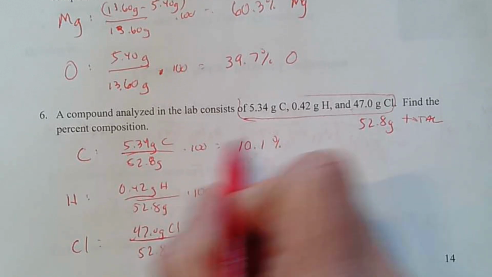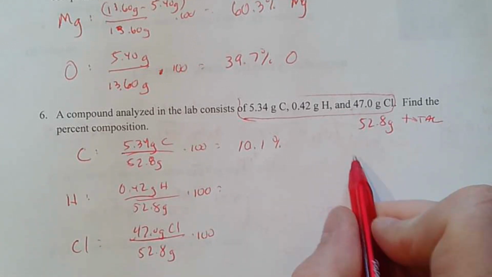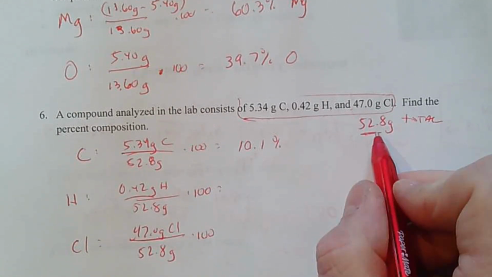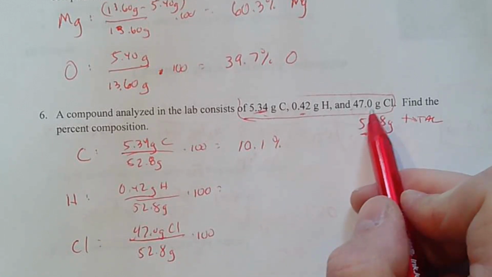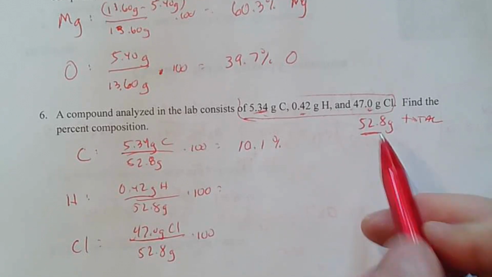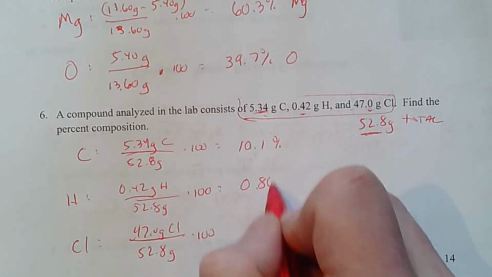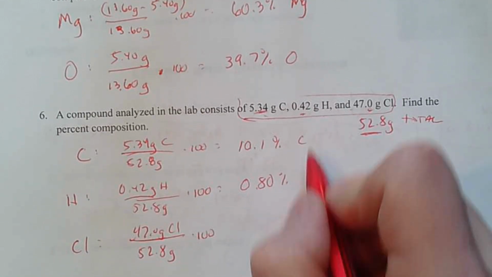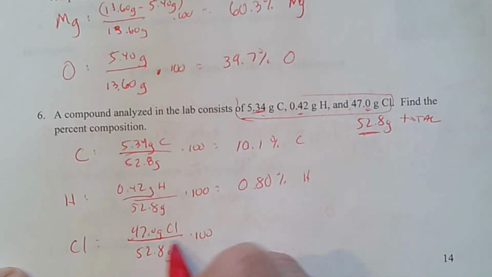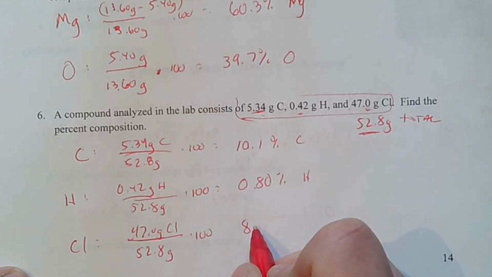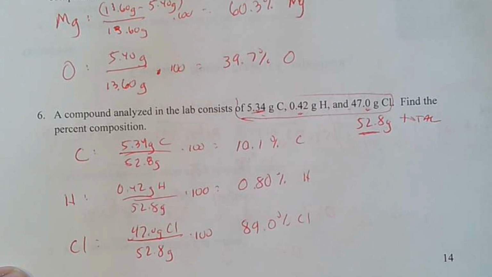Right, this has 3 significant figures because these two have 3. This mass over here only has 3 as well when you add them together, because this has two decimal places, this has 2, this only has 1 decimal place. So when you add them all together, it can only have 1 decimal place. This one here, 0.42 divided by 52.8, we have to round to only 2 significant figures because the 0.42 only has 2. And the last one, we can have 3 significant figures. We get 89.0.